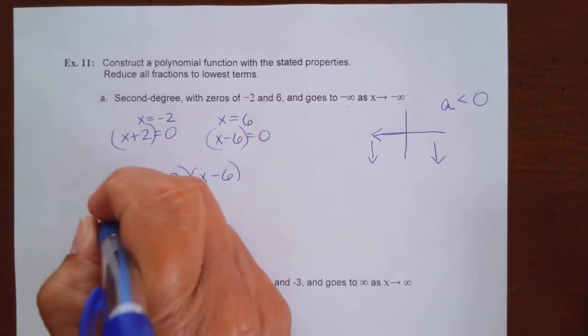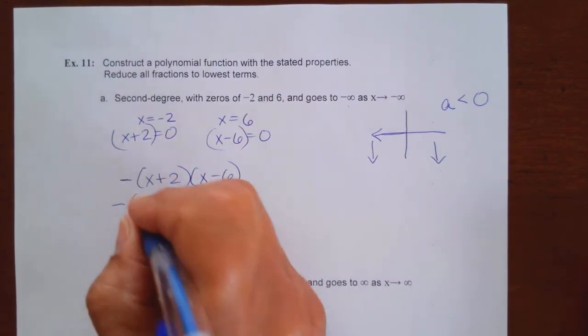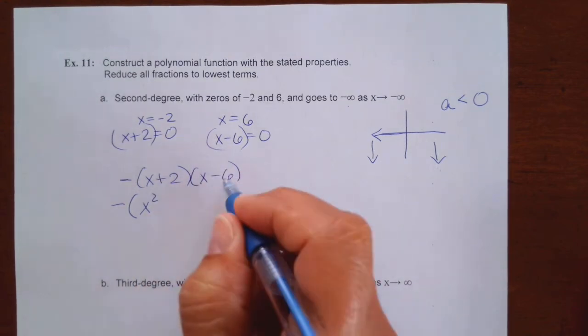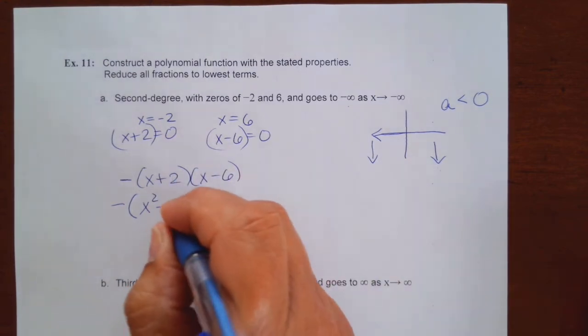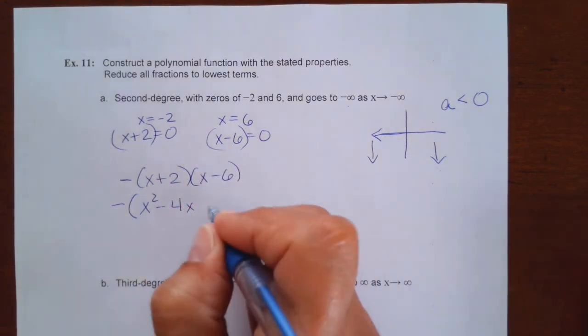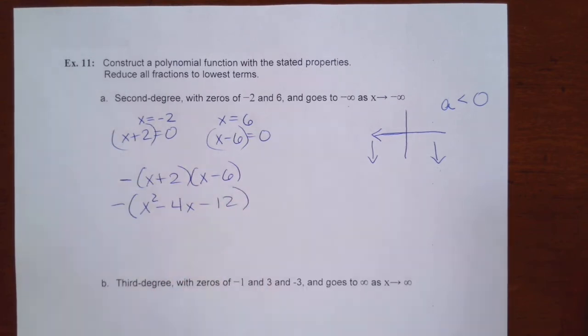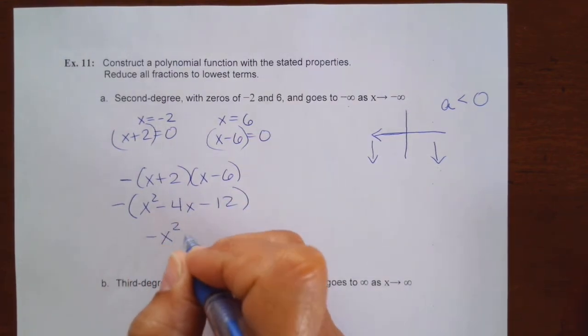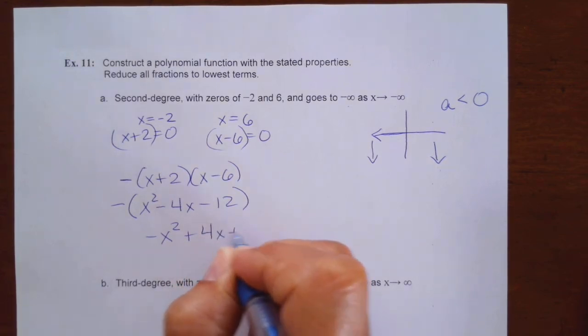Okay, so let's FOIL that out. So first is x times x, x squared. Outer is negative 6x, and inner is 2x, so that's a negative 4x. And then last, 2 times negative 6 is negative 12. And then we're going to change the sign. So negative x squared plus 4x plus 12.